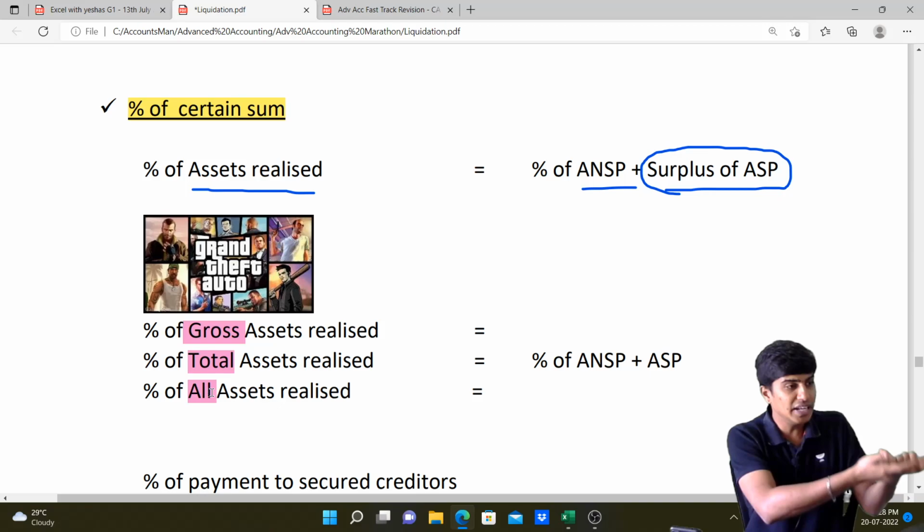If they don't use the word GTA, gross assets, total assets, all assets, if the word is not used, then what do we do? Then we compute only on the surplus of ASP. Got it, guys? Okay, next.